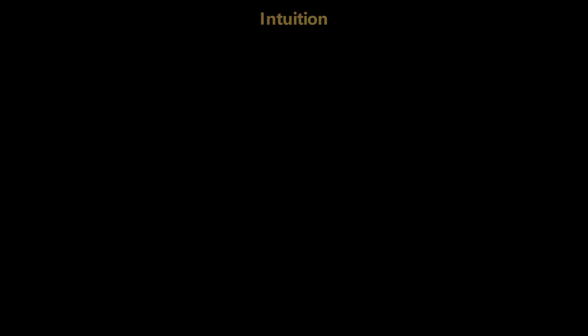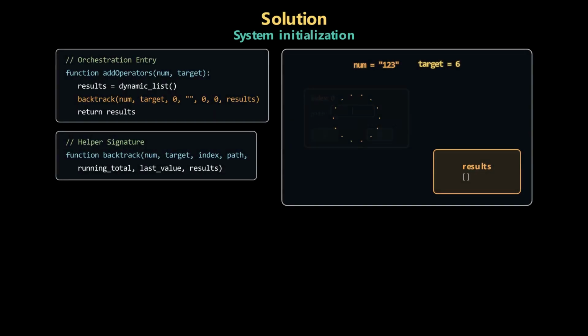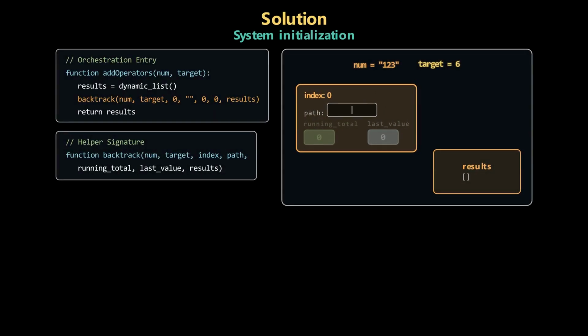We boot up our backtracking framework. We begin with our input criteria and our starting root node. This node represents the base of an execution tree, holding our current index, our string path, our running total, and our history ledger. We spawn this initial node at index 0, setting our mathematical baselines cleanly to 0.